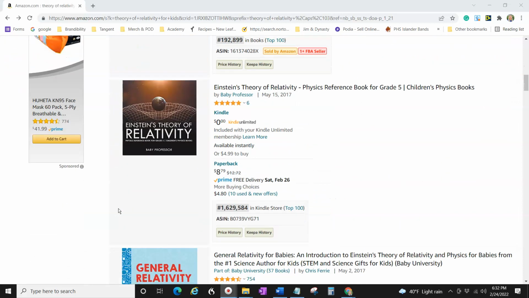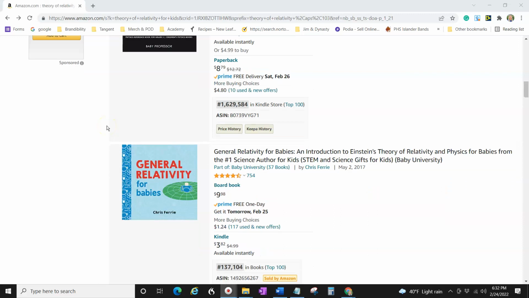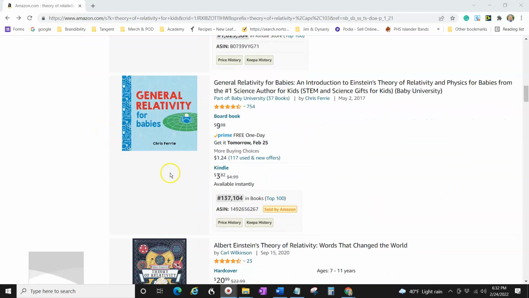Now, here's an interesting one. Einstein's Theory of Relativity, and it's like a 5th grade thing. So maybe, if it's Baby Professor, this doesn't really look like it would speak to the 5th grader. It looks more like high school or adult. But here's one. It's 137,000 in the bookstore.